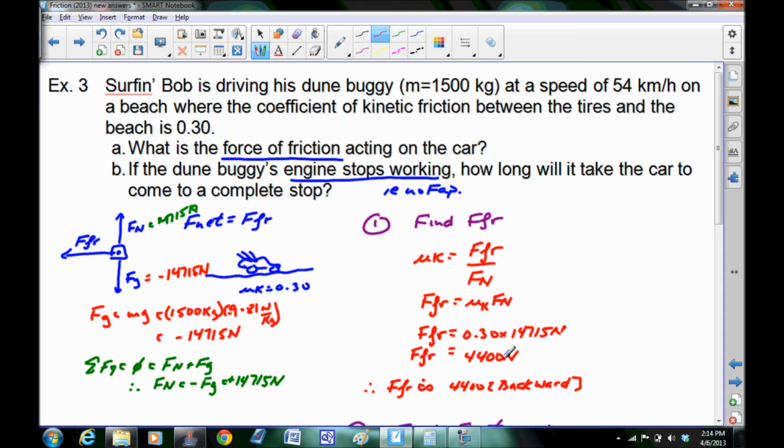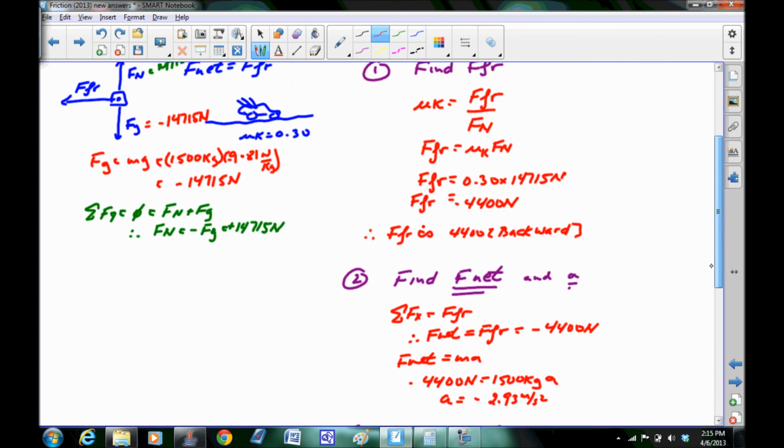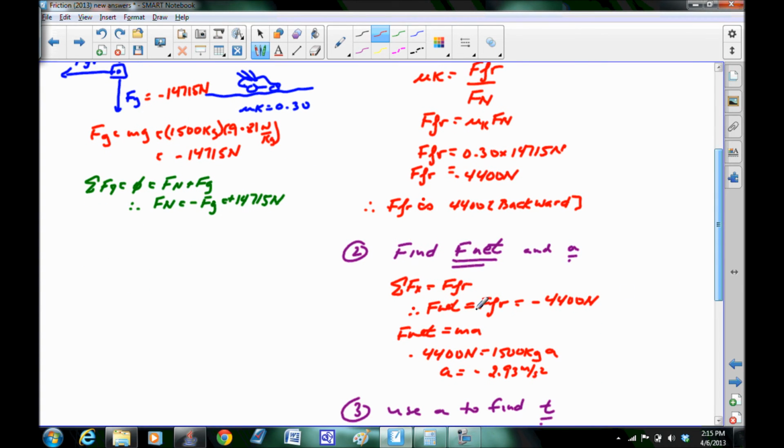And this gives me a force of friction of 4,400 newtons. And it's going to be acting backwards. I manually have to put in the negative sign in here to indicate that's going backwards. Now, once I've done that, I can determine from the free body diagram the fact that the net force acting on the dune buggy must be because of the friction force. So F net is equal to force of friction is equal to negative 4,400 newtons.